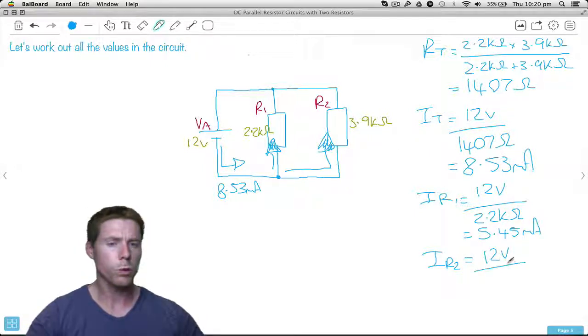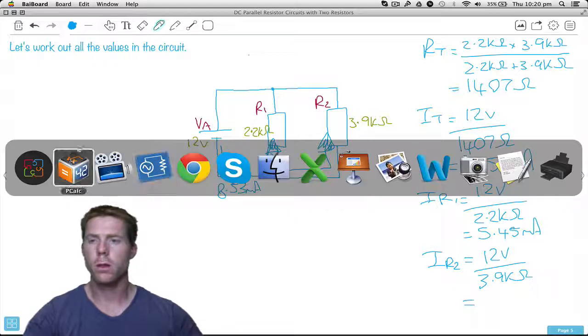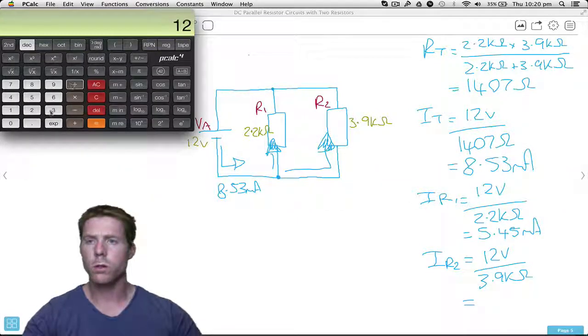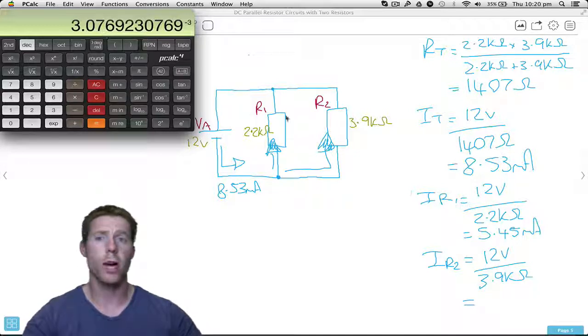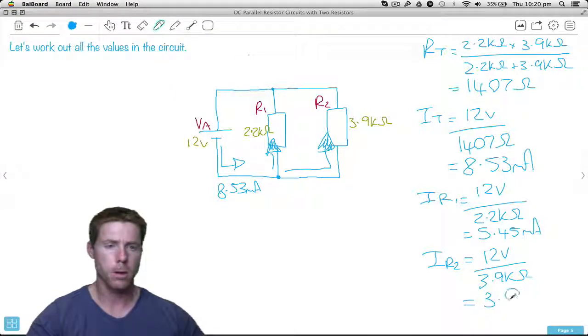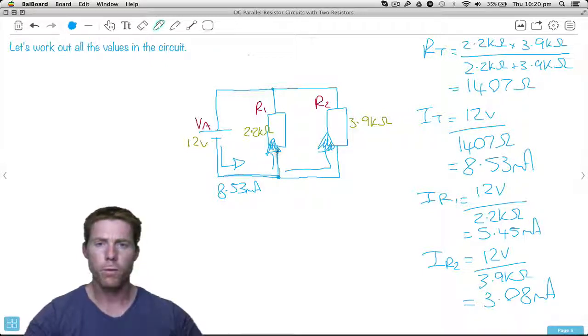The 3.9 also has 12 volts because it's in parallel with the power supply. How much current do we get? Well, we do 12 volts divided by 3.9k, and we're going to get 3.08 milliamps. So we have 8.53, 5.45 goes that way, and then the rest, which is 3.08, goes that way.